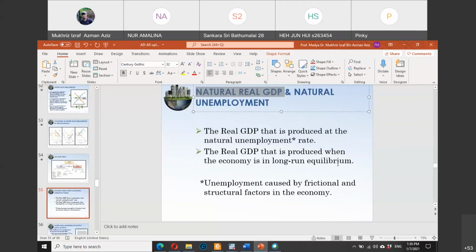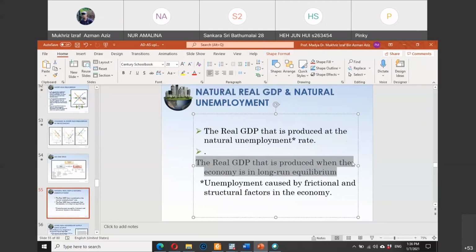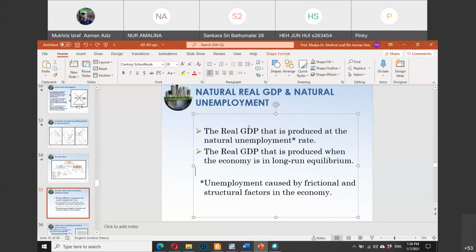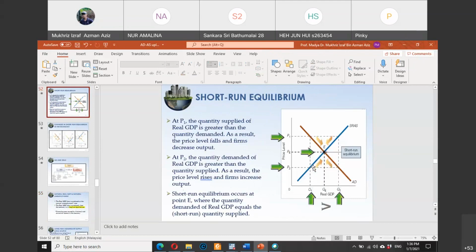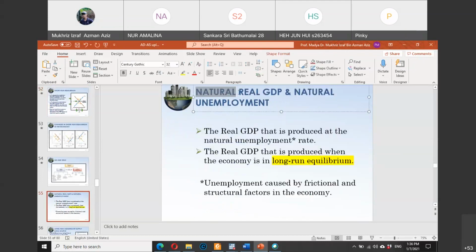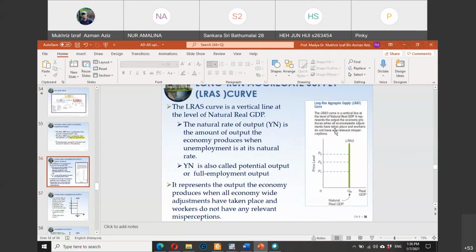And real GDP is produced when the economy is in long run equilibrium. So the words long run equilibrium are very important because we are talking about the long run situation, and in the long run we are not talking about the short run supply curve. We're not talking about the SRAS, but we are talking about the LRAS, long run aggregate supply. So whenever we talk about natural real GDP, we are talking about the long run period, when the supply curve is vertical.